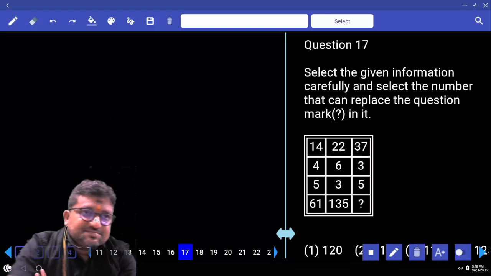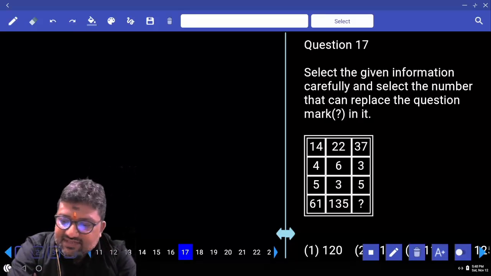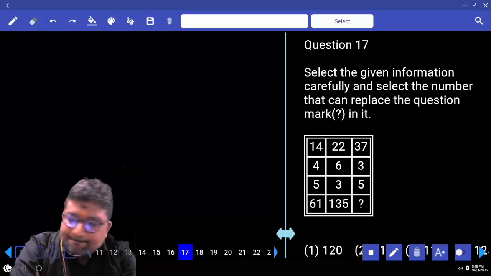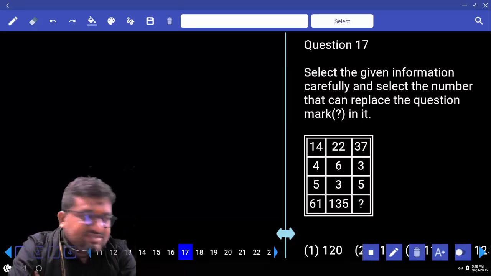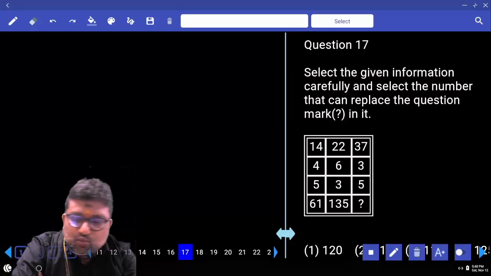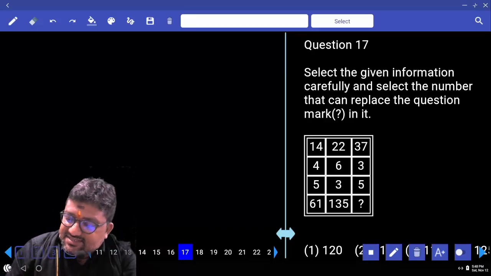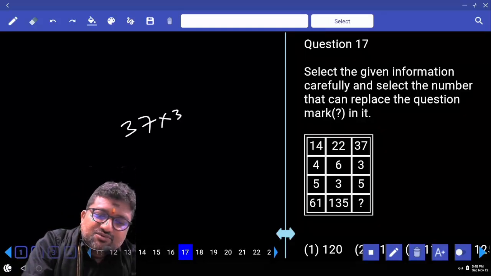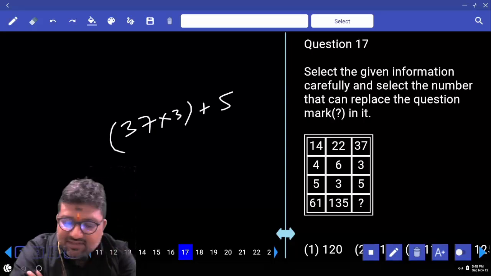14 fours. Come on, what is 14 fours? 56 plus 5. 37 threes. 90, 21, 111 plus 5, 116. 22 into 6, 120, 12, 132 plus 3, 135. Done? So 37 into 3 plus 5. 3 threes are 9, that is 90, 7 threes are 21. 90 plus 21, 111 plus 5.